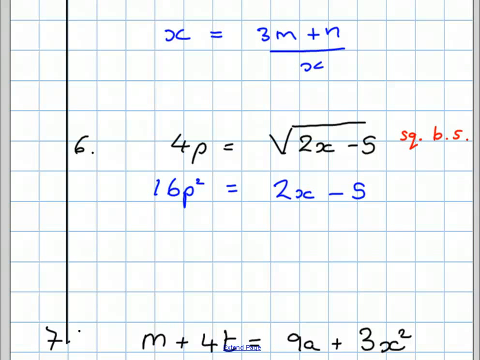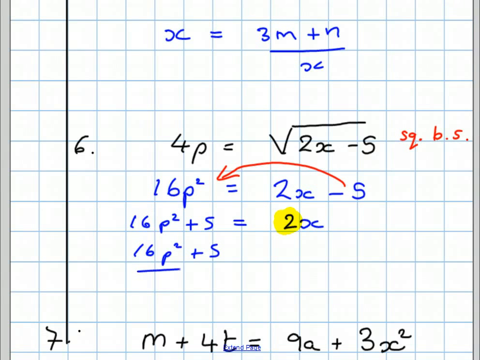Now, I then move that to the other side, so it becomes 16p squared plus 5 equals 2x, and we then just take the coefficient and put it underneath. It becomes the denominator. So 16p squared plus 5 all over 2 equals x.